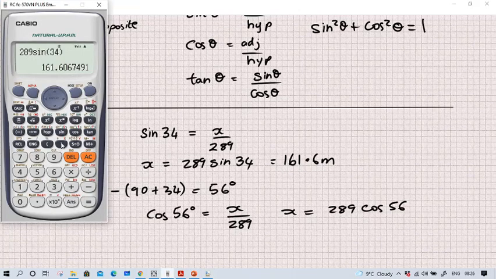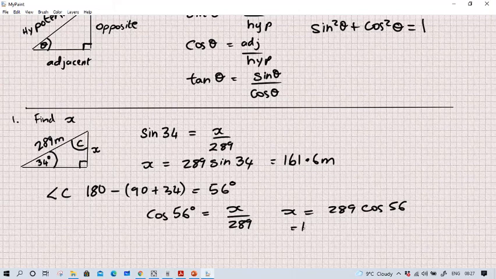So let's just delete back. So we have 289 times cosine 56 degrees, and that should give us the same answer as 289 times sine 34 degrees. And indeed it does, 161.6 meters.